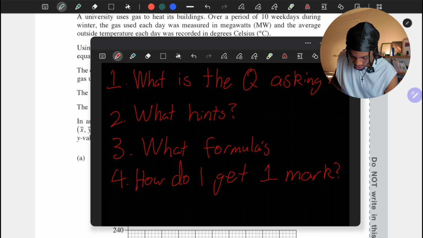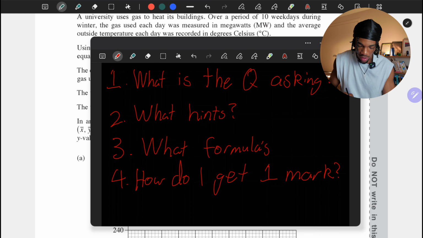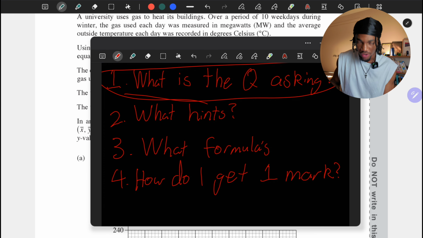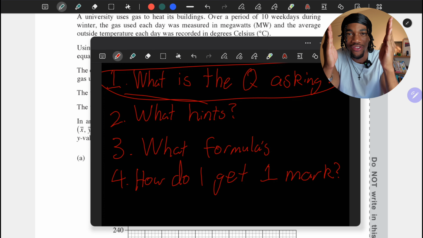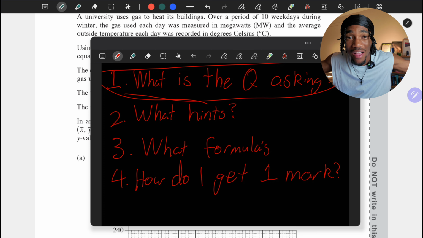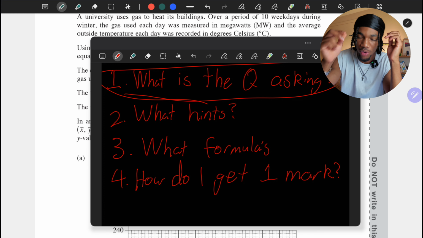First one, what is the question asking? What hints does it give you? What formulas? And how do I get 1 mark? First question, what is the question asking? How do you expect to answer a question if you don't even know what it's asking for, right? That should be the first thing that crosses your mind.